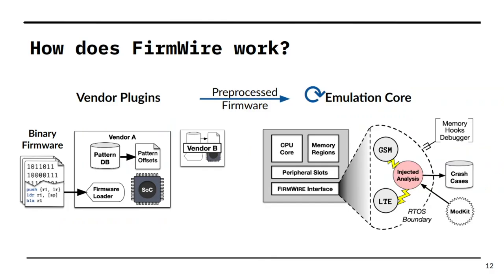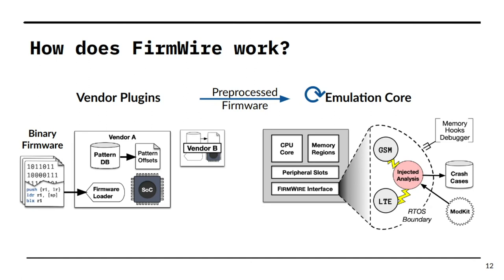So under the hood, how does FirmWire work to enable these millions of log messages just flying by? We split the framework in two parts. One is the vendor plugins, and the other is the emulation core. The vendor plugins are, as the name suggests, specific to every baseband vendor we looked at. We have one for MediaTek, one for Samsung Shannon, Exynos. The vendor plugin takes this firmware binary and does a lot of pre-processing. It tries to figure out the memory mappings. It uses some magic called PatternDB to resolve symbols, which we will need later on.